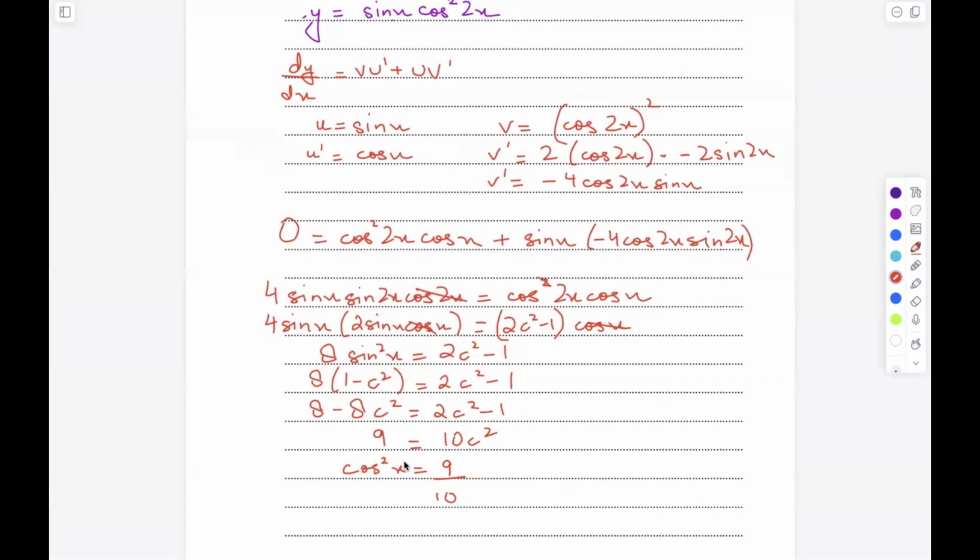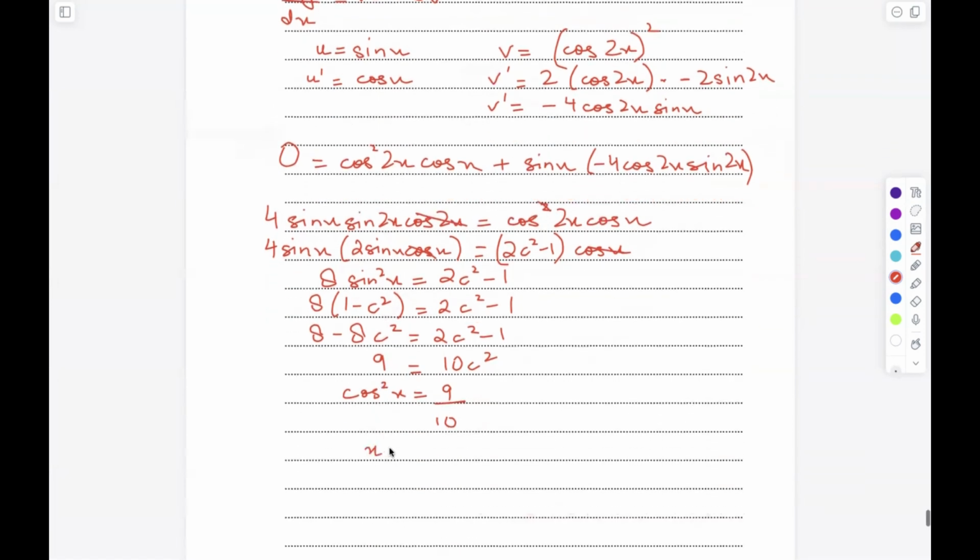So that becomes, okay, just a moment. So that will become 9 over 10. And we have to make sure that our answer is in radians, so we'll make sure that the calculator is in radian mode. So this will become 0.3217.